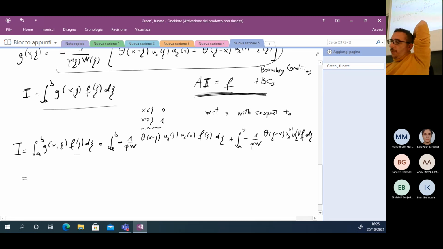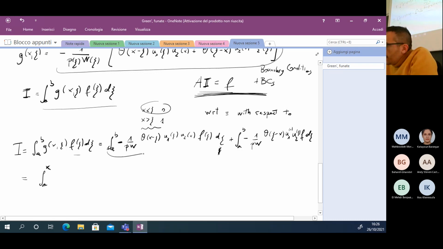So this means that instead of calculating the integral between a and b, I can calculate the integral between a and x. Remember, the integral is in c, so this means that I'm considering c between a and b. But instead I can consider c between a and x, because if c is beyond x, this function is 0, so it does not contribute to the integral. The only part that contributes is up to x.